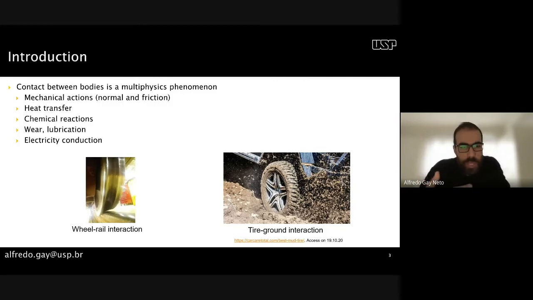And what you can see by now is that contact is a complex phenomenon. It's a multi-physics phenomenon. It has mechanical actions, of course, but it is also related to heat transfer and chemical reactions. Sometimes you can have corrosion, for example, that has influence. We have wear, lubrication, electricity conduction, and many things like this, so it is always multi-physics.